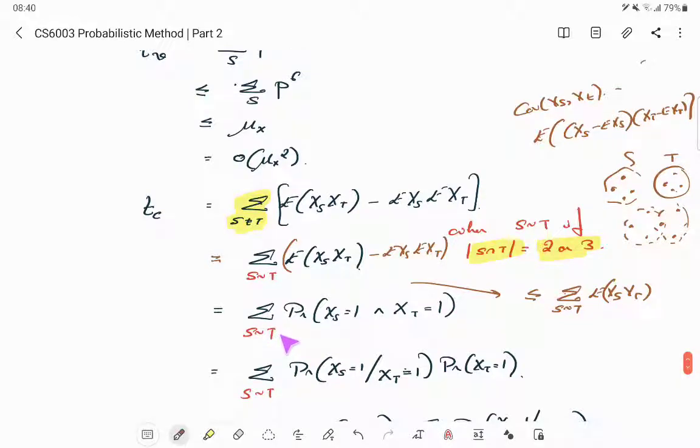Now what is the expectation of XS XT? XS is an indicator random variable. It's a 0-1 Bernoulli. This is also a 0-1 Bernoulli. Now the product of two 0-1 Bernoullis is also a 0-1 Bernoulli, because the product of a 0-1 random variable with another 0-1 random variable can only be a 0-1 random variable. Hence, this is an indicator random variable, but of which event? This will be 1 if both XS is 1 as well as XT is 1, or equivalently this is 1 if both S as well as T.